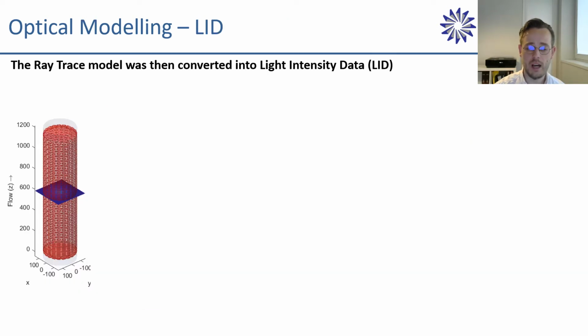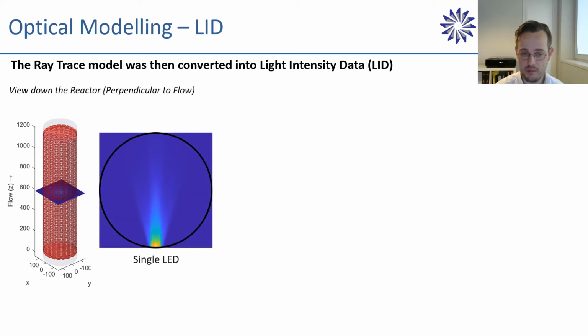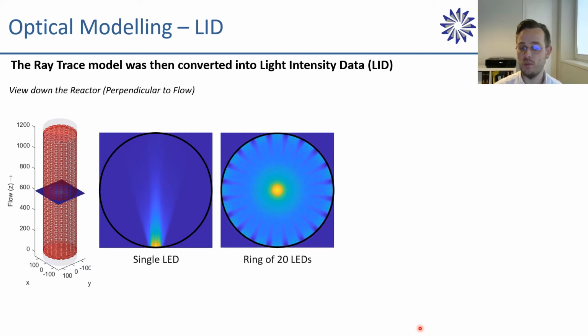So once we have that 3D data, we can then build the 3D fluence, or the 3D light intensity distribution data of our reactor. And we do that in MATLAB. So if we look down the reactor, looking perpendicular to the quartz, or perpendicular to the flow, looking at a single LED, you can see that the intensity is dropping as you're traveling towards the center of the reactor, and it might appear that there's not much intensity left by the time it reaches the center. But because we have 20 of those LEDs outside the ring, we get a multiplying effect.